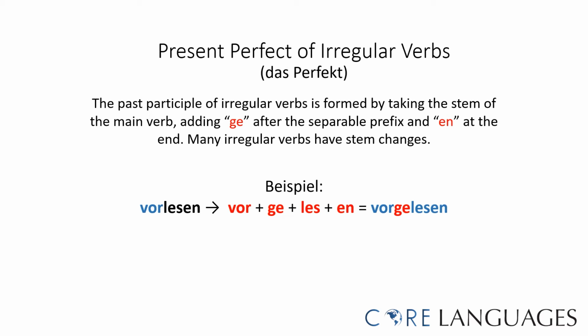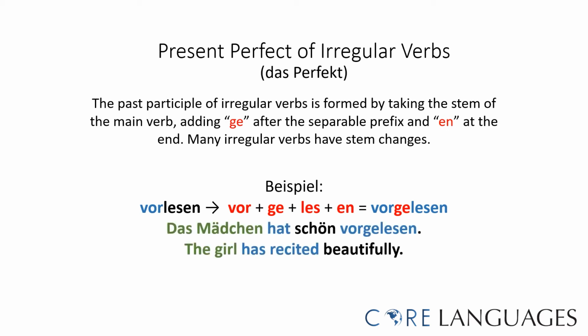Lesen is an irregular verb. Vor is the separable prefix, and to form the past participle of vorlesen, we place ge between vor, les, and en. Vorgelesen. Das Mädchen hat schön vorgelesen. The girl has recited beautifully, or the girl has read out loud beautifully.